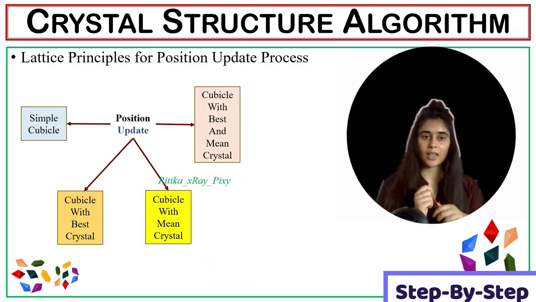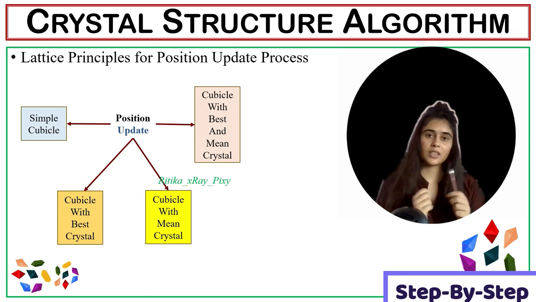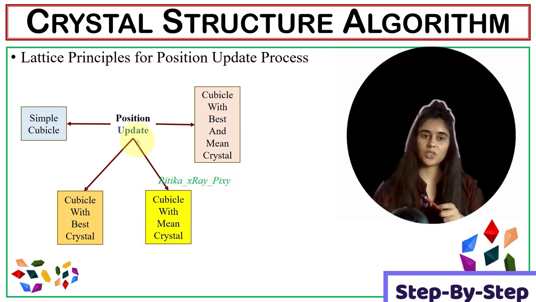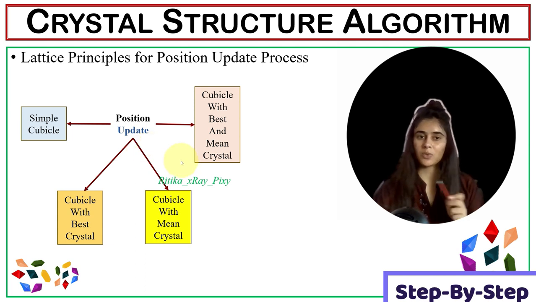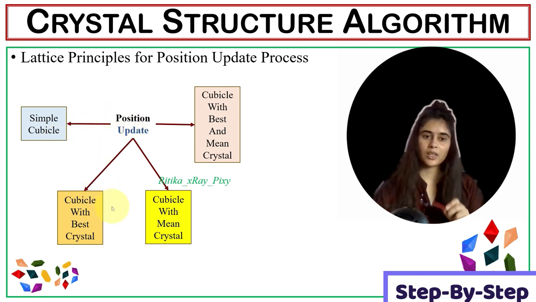As in the metaheuristic algorithms, we use different search agents who explore the search space and find the optimal solution. In the crystal search algorithm, different lattice principles are considered and they are used to update the agent's position in the search space. For example, you can see here we have four different mathematical models that are used to update the agent's position in the search space. First, simple cubical. Next, cubical with best crystal. Next, cubical with mean crystal. And the last one, cubical with best and mean crystal.